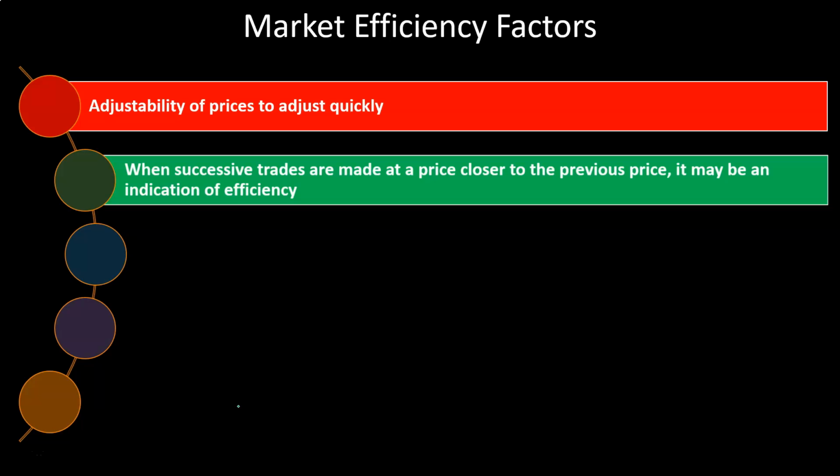When successive trades are made at a price closer to the previous price, it may be an indication of efficiency. If you're looking at a market and you're seeing different trades that are happening, especially stock trades, because stocks are all the same, and you're looking at them trading over time and the prices are somewhat constant, you're seeing nice even curves and not sharp spikes in one place or the other, that's more likely that the market is efficient, because it's not like some new piece of information came out and the stock price jumped up or went down all of a sudden.